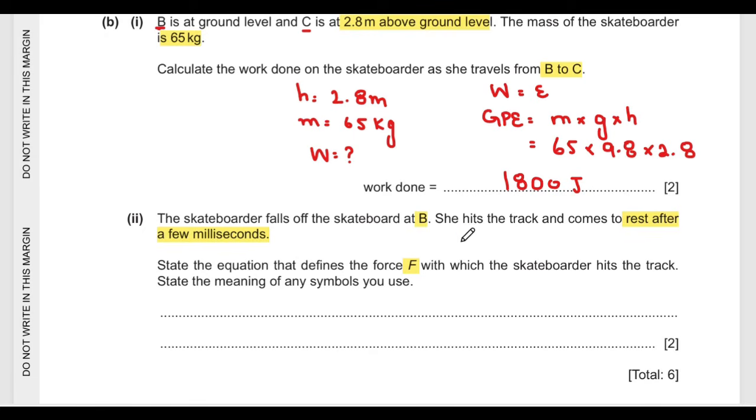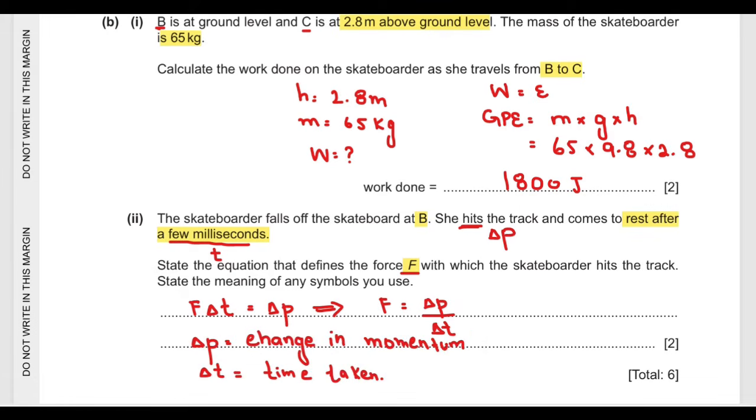So if the girl is hitting the ground and there is kind of collision, the momentum of the girl will change. So we'll have the change in momentum. We have provided the time as well, and we need to get the force. These three values are interconnected by the equation of impulse, which says that impulse is equal to change in momentum. If we want to get the force only, it would be force is equal to change in momentum divided by the time taken. So this is the equation, and delta P represents change in momentum and delta T represents time taken.